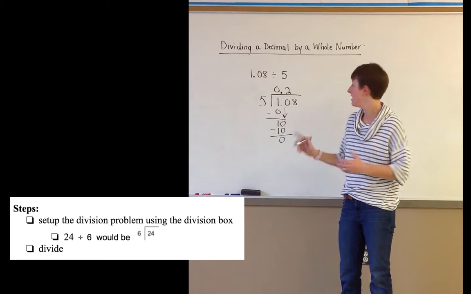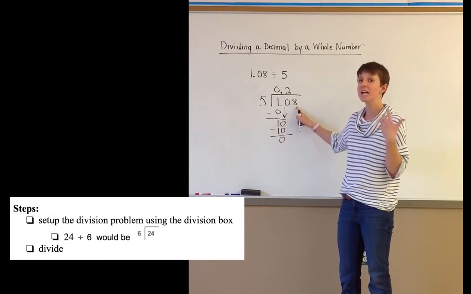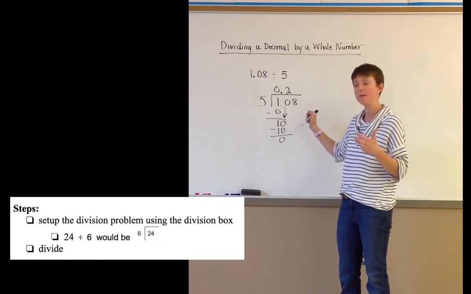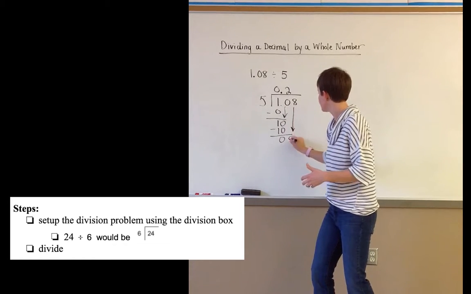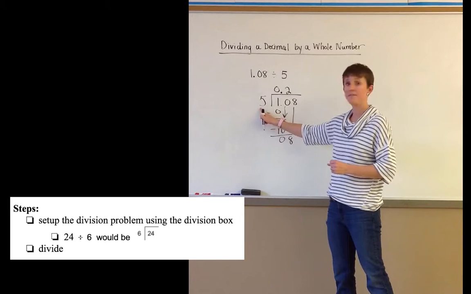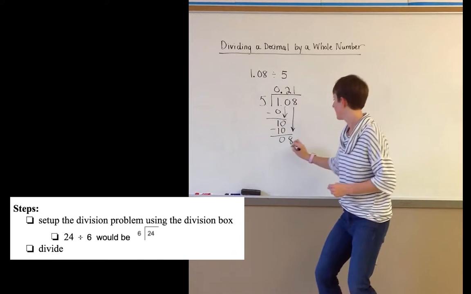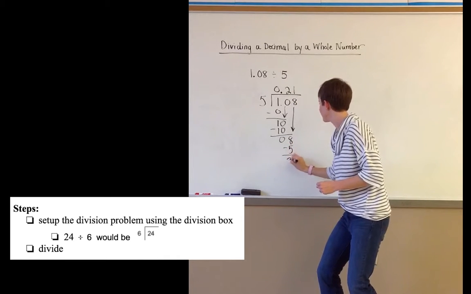I'm not done. I still have a digit in a room that I haven't gotten to. If I ignore this digit, I would be ignoring the whole value of this number. So I need to move to the hundredths room, bringing down the 8 hundredths that I have. 8 hundredths to divide into 5 groups. How many hundredths will be in each group? 1. I've used 5 of them. I have 3 left over.